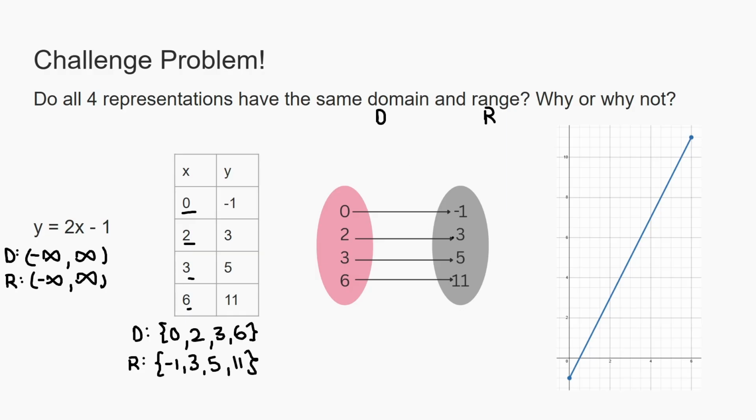What about this mapping diagram on the right? It's similar to this one. It's just the same thing shown in a mapping diagram. In this case, our points are also going to be discrete. The only elements in our domain are what's shown here, 0, 2, 3, and 6. And for our range, negative 1, 3, 5, and 11.